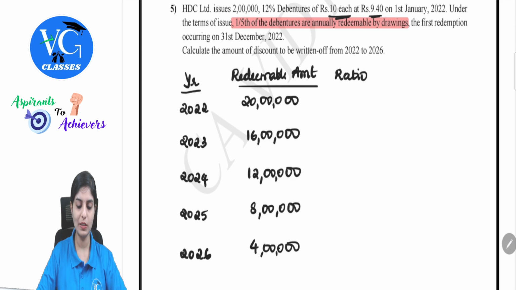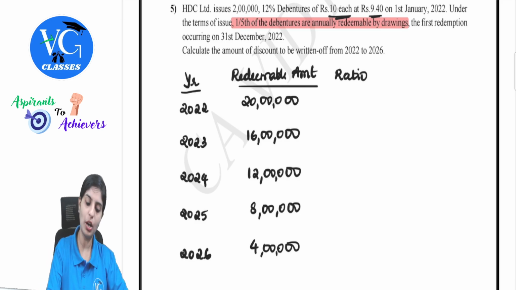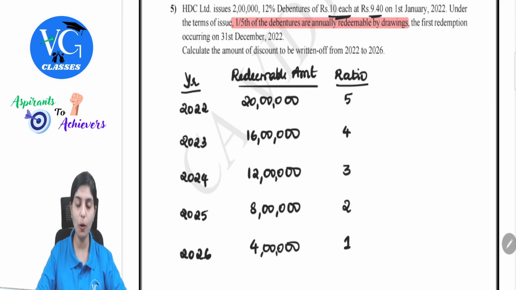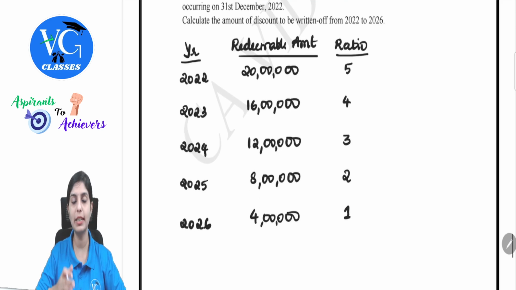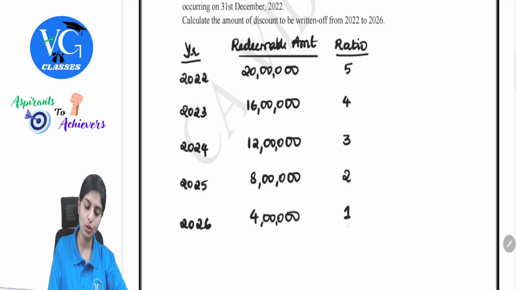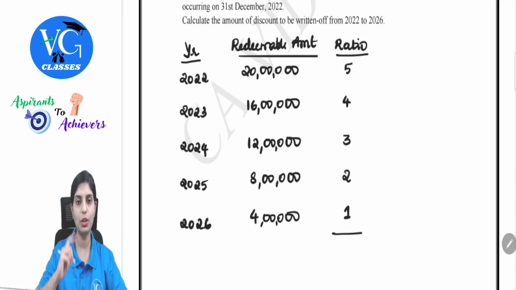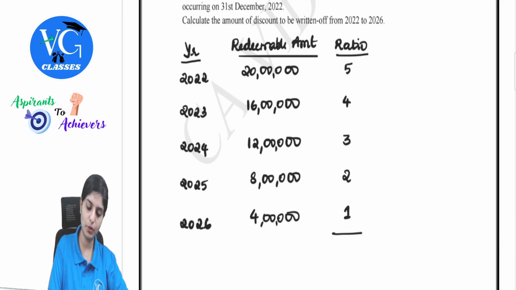If I take out all the common zeros, you can observe 20, 16, 12, 8, 4. If I divide by 4, a multiple of 4, I get 4 5s are 20, 4 4s are 16, 4 3s are 12, 4 2s are 8 and 4 1s are 4. So this gives me the ratio of apportionment. This redeemable amount was required because of this ratio. Whenever we come across a ratio, the total is also important. So 5 plus 4 plus 3 plus 2 plus 1 will be 15.